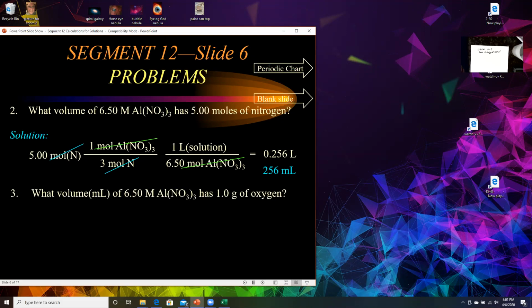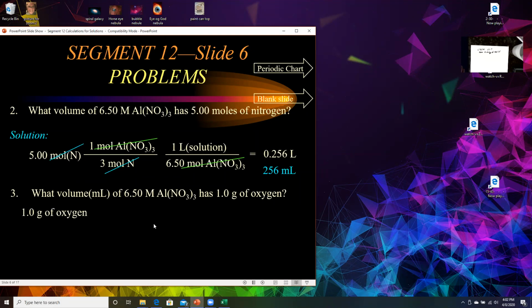Here's another problem. What volume in milliliters of 6.5 molar aluminum nitrate has 1 gram of oxygen in it? Now look at this one and see if you can see that it is exactly the same as this problem up here in the way it's solved. What did I do up here? I started with an amount with a unit, and I did unit conversions after that.